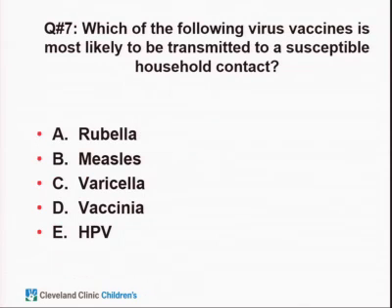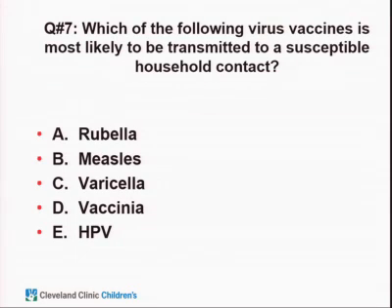And the last question, which should be an easy one, is which of the following virus vaccines is most likely to be transmitted to a susceptible household contact? Rubella, measles, varicella, vaccinia, or HPV? It should be 100%. Oh, it's not. Okay. Wow. Okay. So the right answer is D, vaccinia.